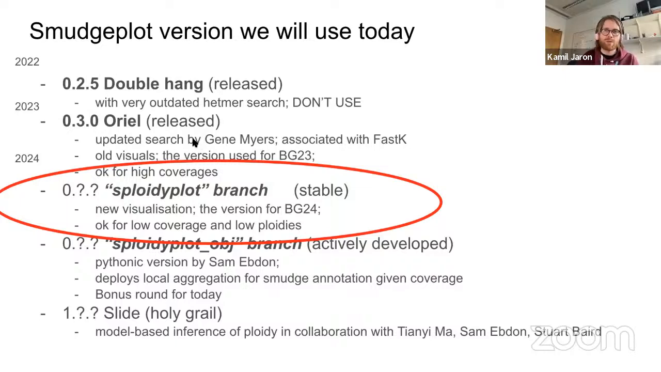Oriel is something that was released a month ago, but it was introduced in BG23 already, so it has some user base. And today we will actually be dealing with an unlabeled version that is the sploidy plot branch. This is a stable branch, so we are not tweaking it. We're not breaking the code. We're making sure that the code in this branch works. So you don't have to be worried that tomorrow you will not be able to do it again.